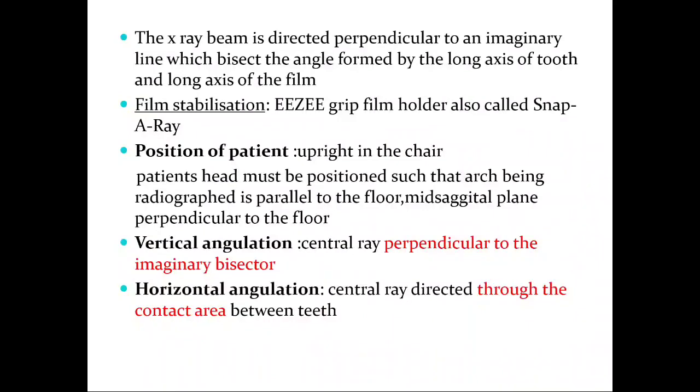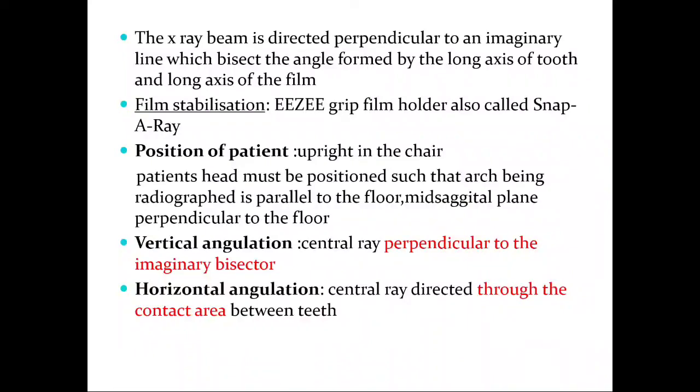And in this, once they ask you a question, again as I've said, you have to speak about how the film is being stabilized. That is, you stabilize it with the help of the snap array. Position the patient in such a way that once you're taking a maxillary radiograph, you try to place the occlusal plane parallel to that of the floor. And the vertical angulation depends on which tooth is being taken, the tooth of interest. It is highly based on that.